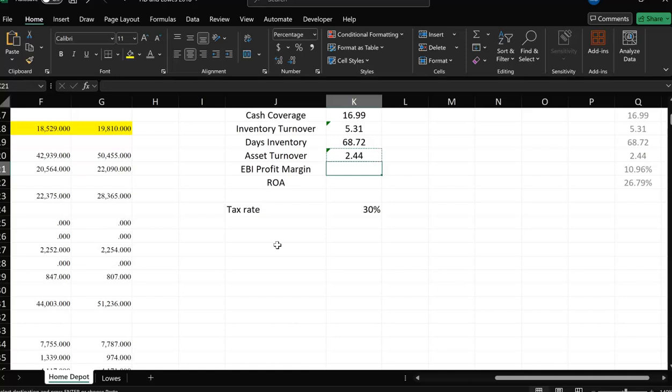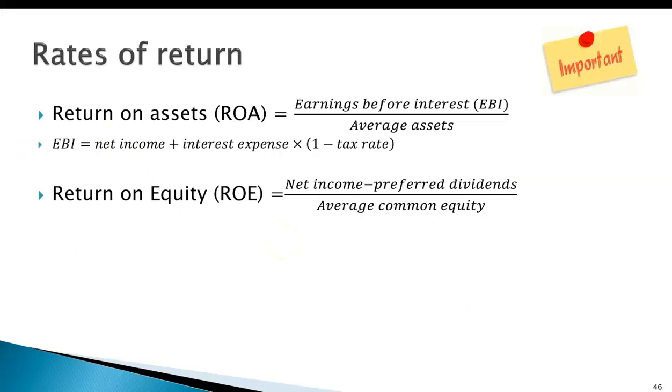Right now I'm going to calculate the EBI profit margin, and this EBI stands for earnings before interest. It is just the net income plus the interest expense times 1 minus the tax rate. So you're just taking the net income and adding back the interest expense, because that interest expense is paid to the debt holders who financed these assets. Right? Your assets are financed with both debt and equity.